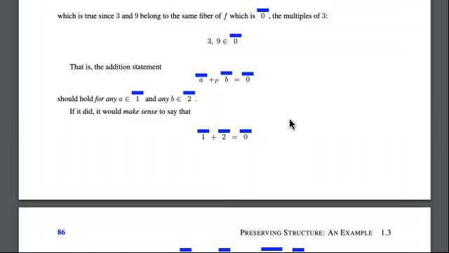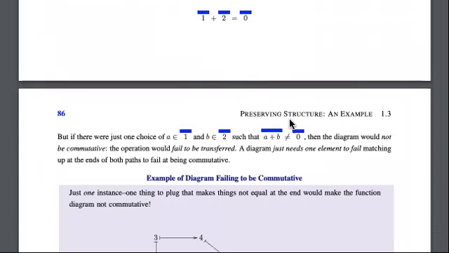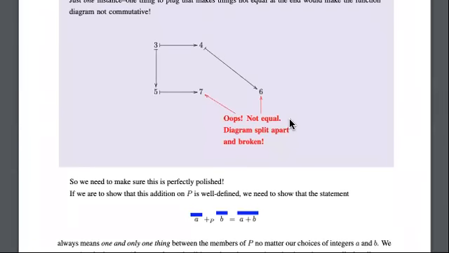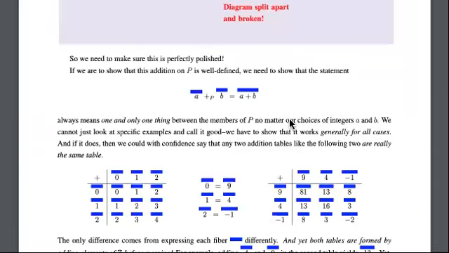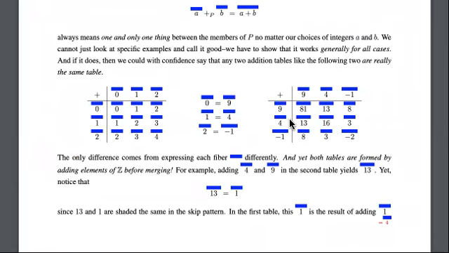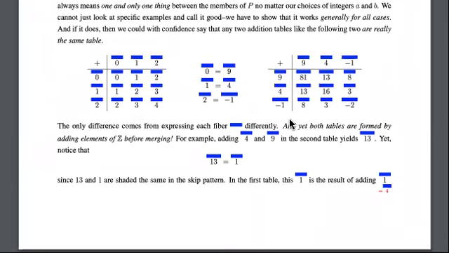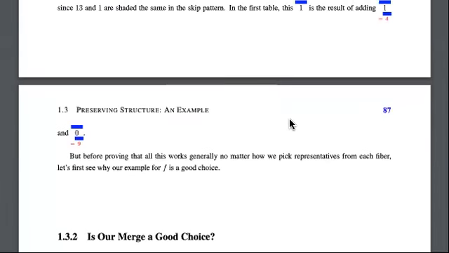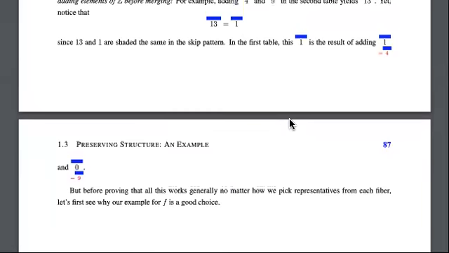If you have just one instance of any of this failing, it won't work. We won't have a commutative diagram. So we need to be able to show this happens all the time, for every single instance in every single case, in order to know that.